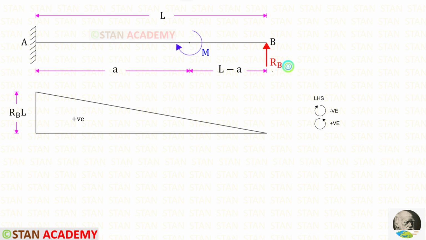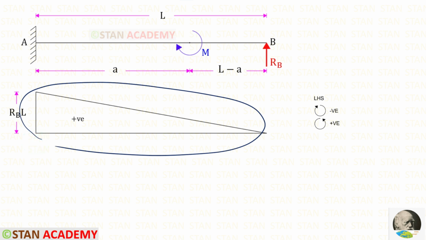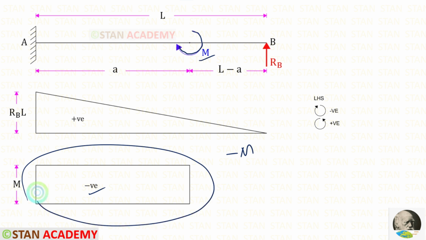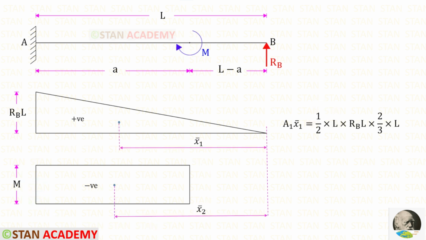First, let us take RB. It is acting in the anticlockwise direction so that it will be positive and the distance is L. So RB into L, we will get RBL and the diagram will be in the shape of a triangle. Now let us take the moment M. It is acting in the clockwise direction so that it will be negative and the diagram will be in the shape of a rectangle.